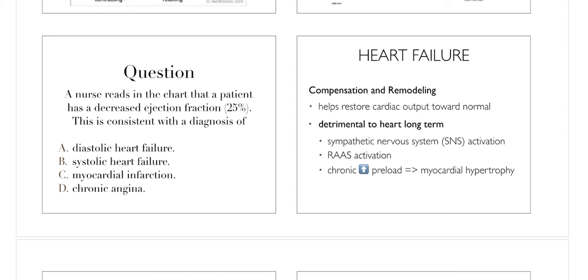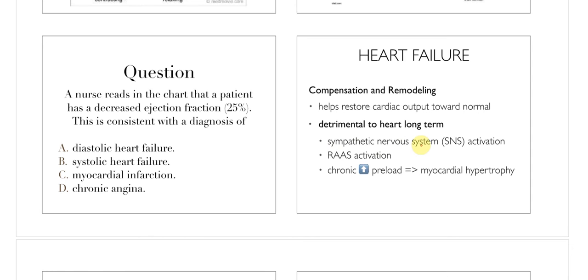So when it comes to compensation and remodeling, this is something that the heart is going to do naturally as a means by which to try to maintain homeostasis despite having heart failure. The problem is that overall, the compensation methods that the heart tries to utilize will end up being very detrimental to the overall long-term health of the heart.